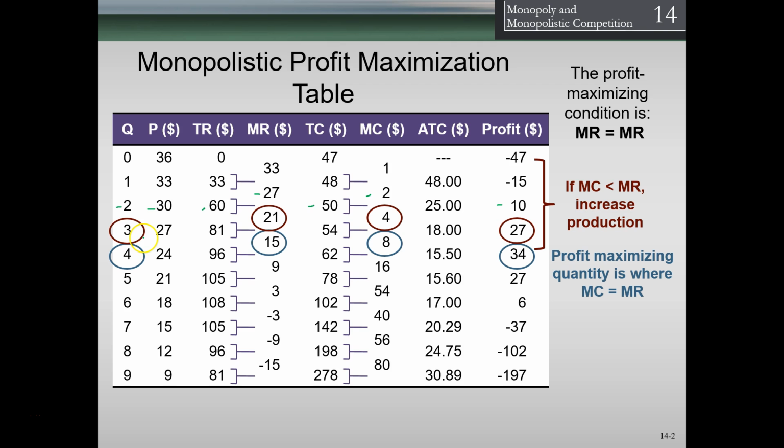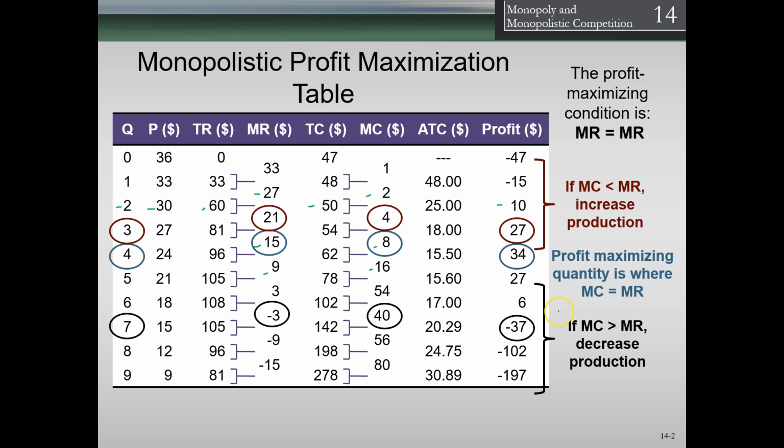So when we went from 3 units to 4 units, we had a marginal revenue of 15 and a marginal cost of 8. When we go to the next unit, from 4 to 5, we have a marginal revenue of 9, and then a marginal cost of 16. So somewhere in there we can see the maximizing profit if we look at the total profit being at 34 here. So at a quantity of 4 we maximize. Note that the total profit then goes down to 27 after that point.